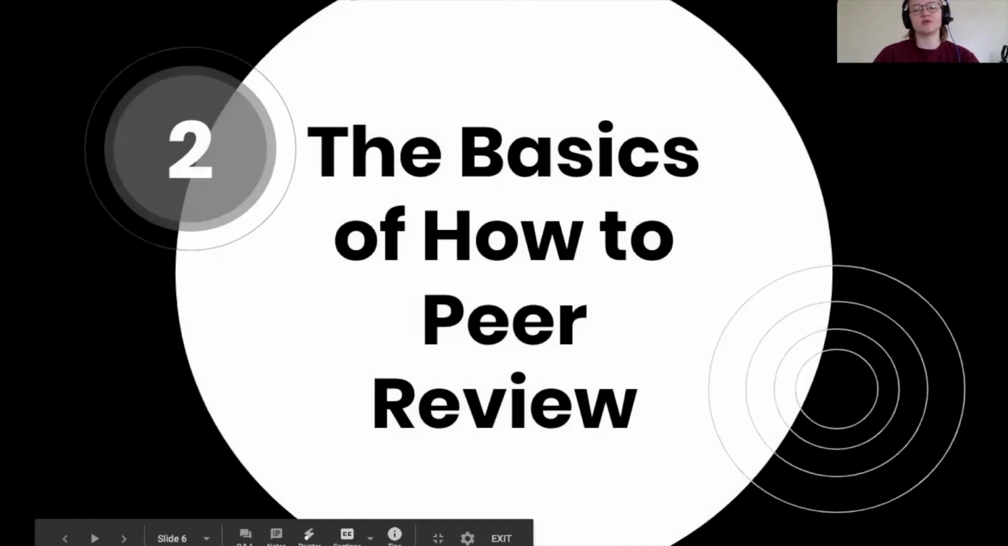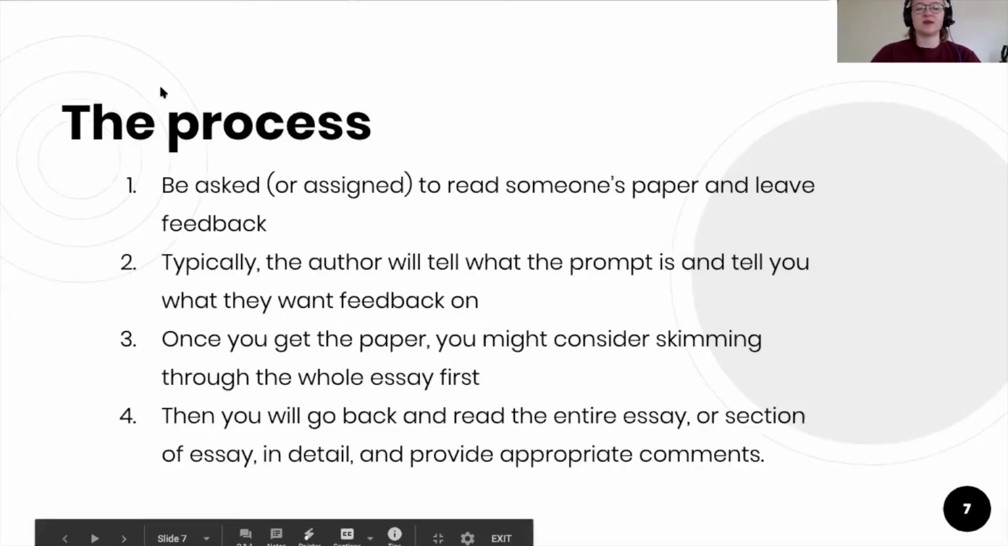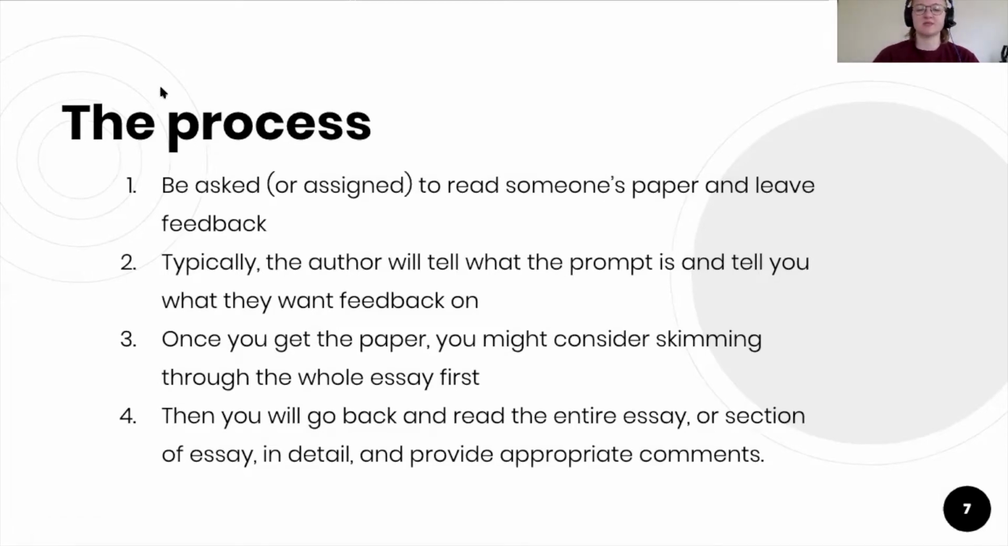Next, we're going to go over the basics of how to peer review. The first thing to think about is the process of peer reviewing. For us, we might be asked or assigned to read someone's paper and leave them with feedback. Typically, the author will tell you what the prompt is and tell you what they want feedback on if it's like a friend asking you to do it. If you're assigned to leave feedback on somebody's essay, you'll probably already know what the prompt is because it's likely that it's in a class that you have together.